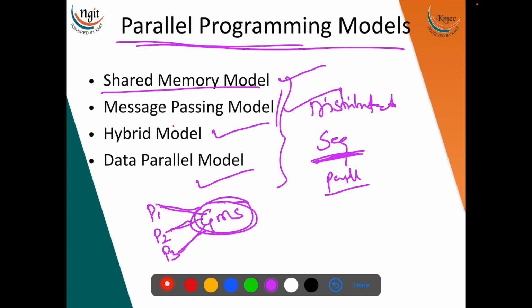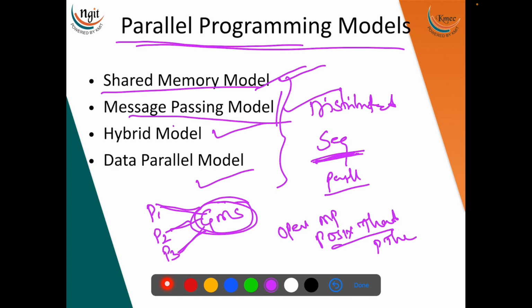Now, what is the programming paradigm for the shared memory model? OpenMP and POSIX threads, also called P threads. So the shared memory model can run with threads and without threads. Now the advantage of the shared memory model is that it is easier to program and understand as the memory is shared among all the processors. The disadvantage is scalability issues due to contention for shared memory, and difficulty in managing data consistency and synchronization.